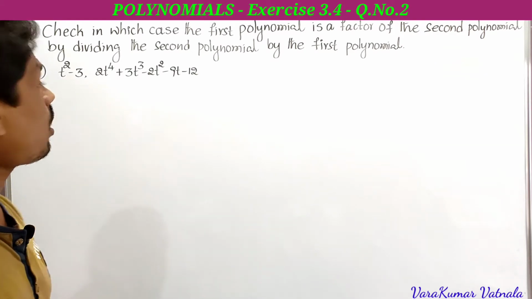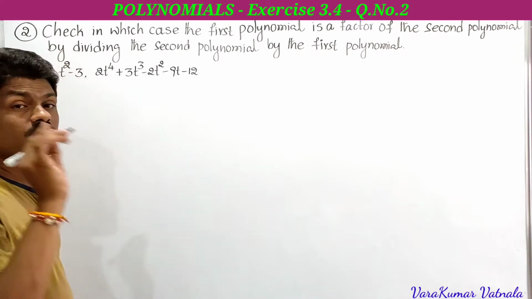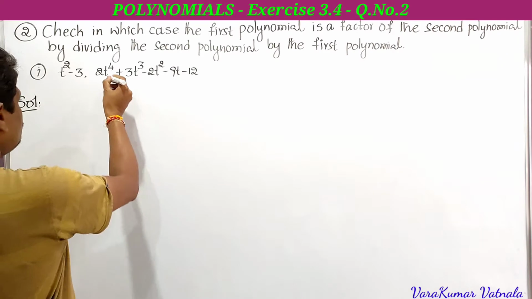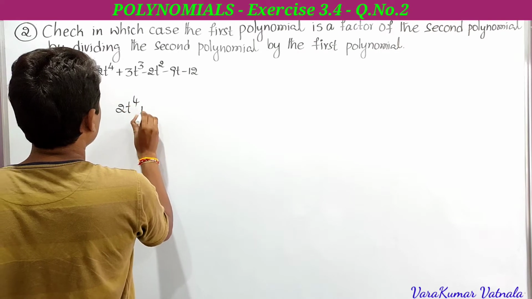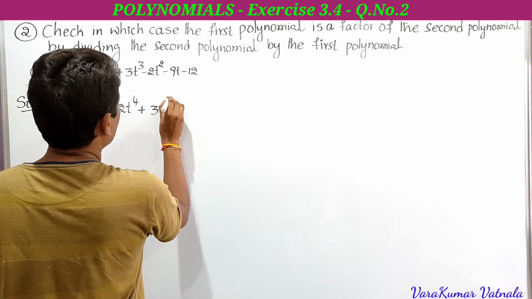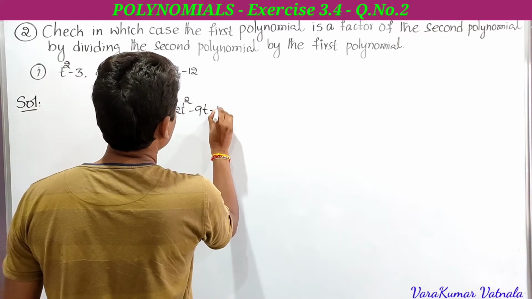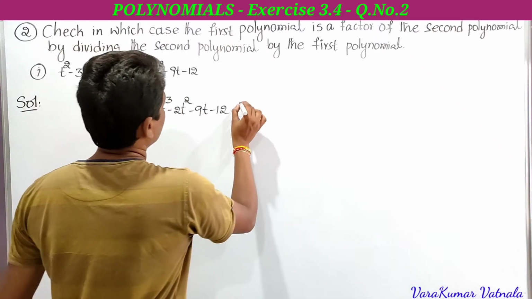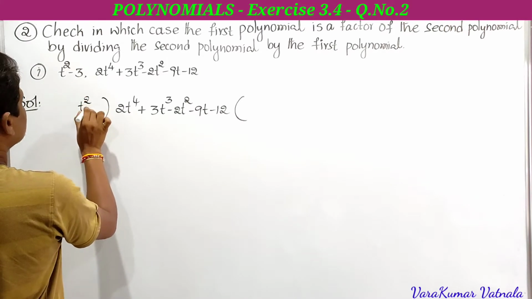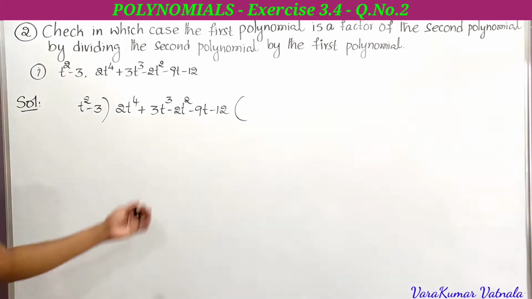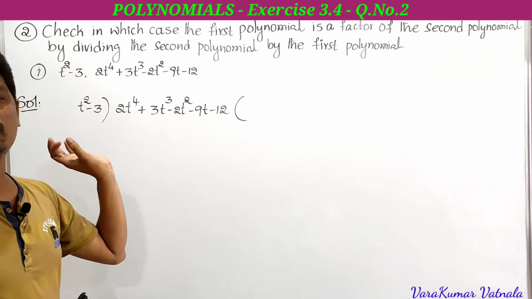First you have to understand how I am doing the division. See here, first we have to write the given two polynomials in standard form. Write the second polynomial as the dividend: 2t to the power 4 plus 3t cube minus 2t square minus 9t minus 12. It is the dividend. Next, t square minus 3 is the divisor. Now I have to follow the steps. The first step: this is the dividend, this is the divisor.